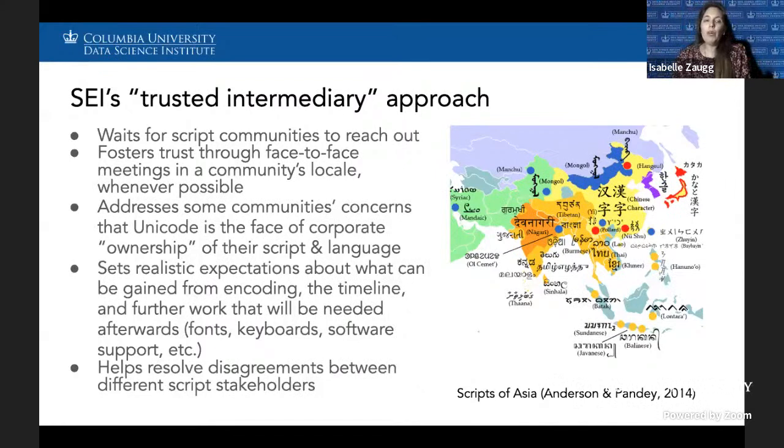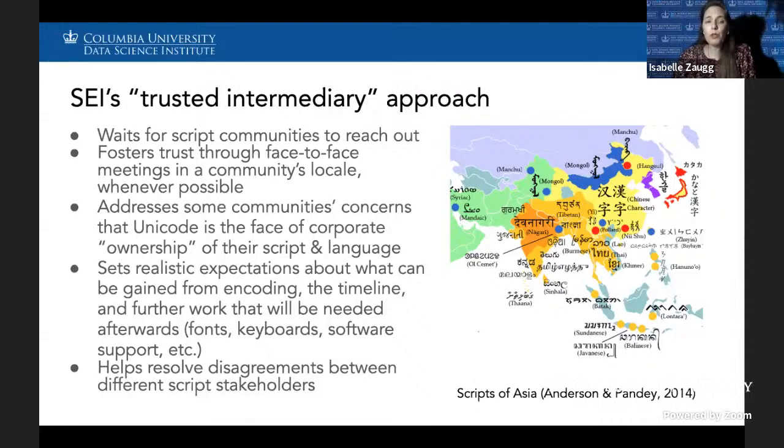And furthermore, it's important for SEI to create realistic expectations about what can be gained from encoding, including the timeline and the further work that will be needed even once a script is in Unicode. Anshu mentioned a script that took 10 years or more for encoding, and this is not uncommon. Often communities come in with an unrealistic expectation of how quickly this process can move forward, and also not always an understanding that, as we saw on one of Anshu's slides, just because a script is in Unicode doesn't necessarily mean it's supported by Microsoft or the Android phone. So it needs to be supported at multiple levels, which in technology circles is called full stack support.